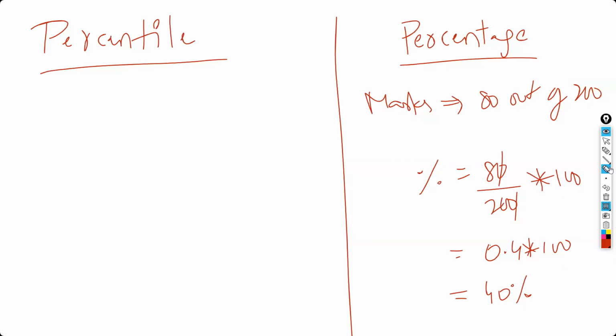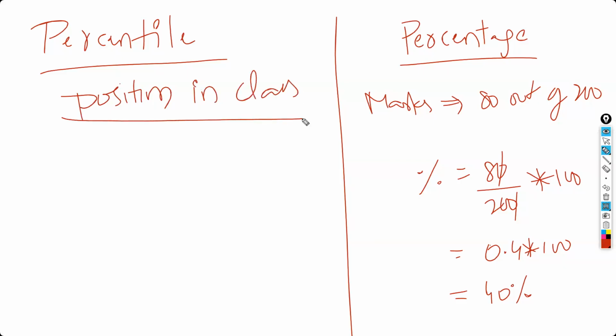I want the position, not with respect to your individual marks. I want your position in the data. I want your position in the class. That gives the percentile. Percentile gives in terms of position.